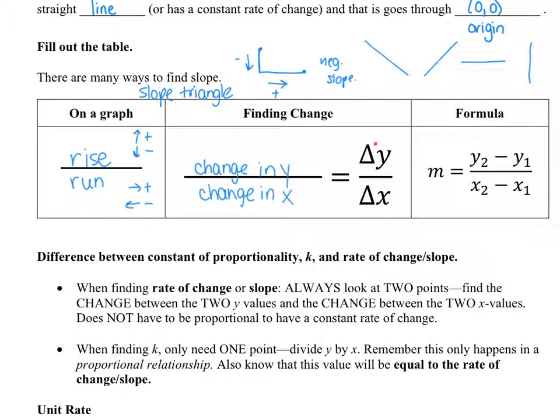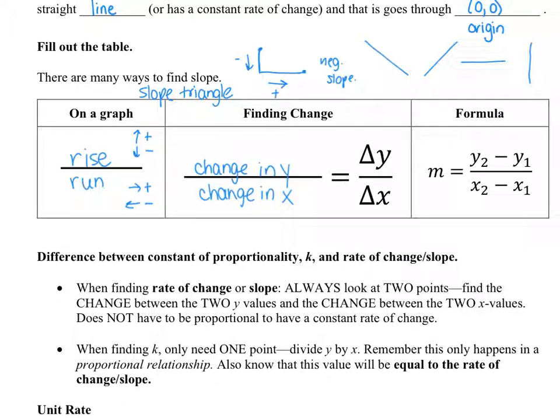So change in y over change in x. And remember, this delta, this Greek letter, means change. And then we have our formula. Remember, this is the second y value in your set of points minus your first y value. That'll tell you how much you've changed. And then divided by the change in x, which is the second x value minus the first x value.